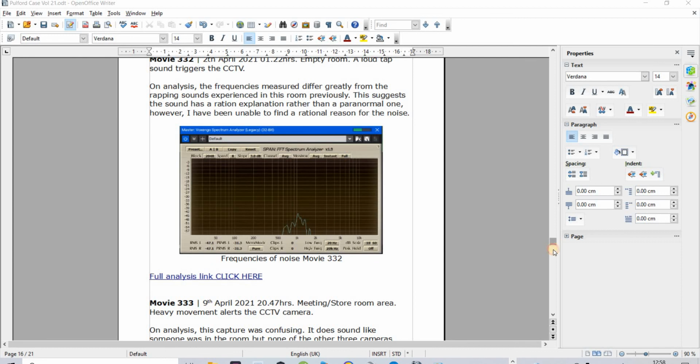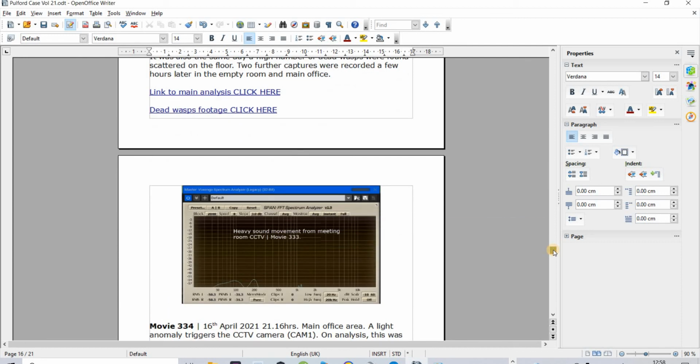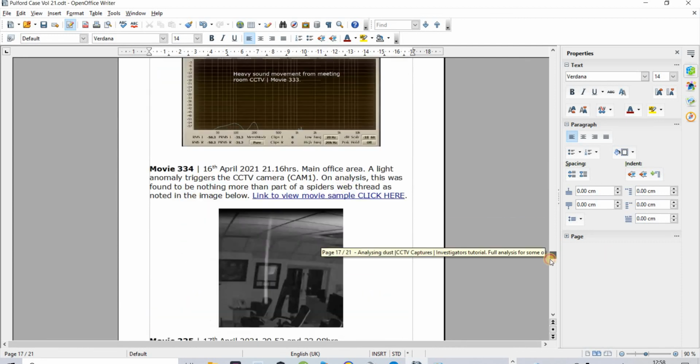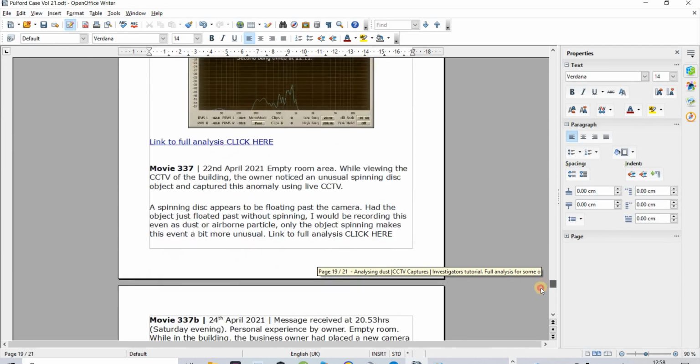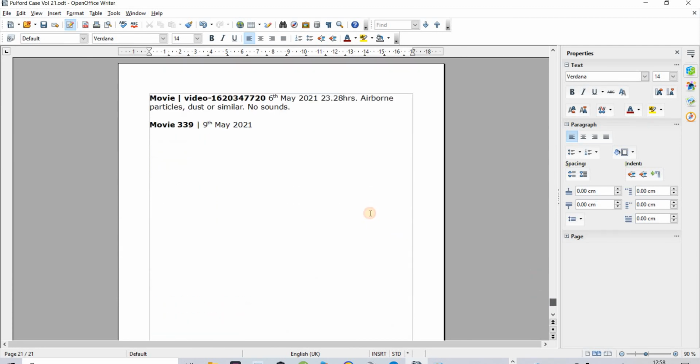Sound frequencies are a fingerprint. At the end of the day, it's almost like you're using DNA. So I'll write that one up. That's movie 339, and I'll see you on movie 340. Okay, bye.